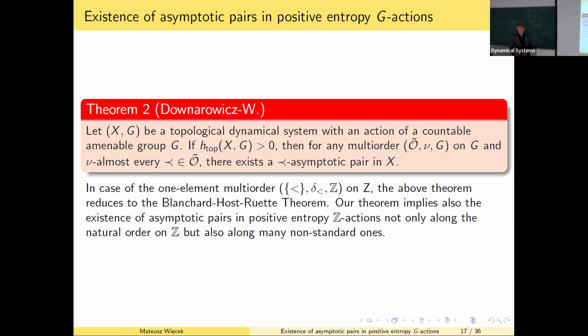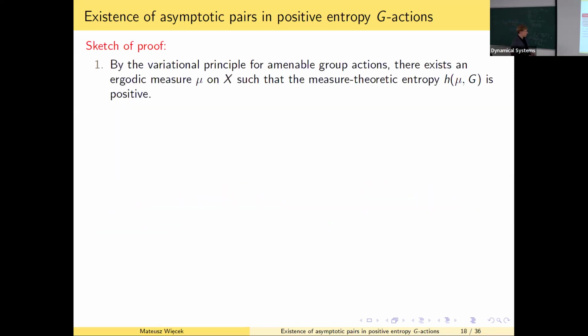And as I maybe mentioned earlier, this theorem actually sheds also some new light on the case of Z actions, because it shows that in positive entropy topological actions, there exist not only asymptotic pairs which are asymptotic with respect to the natural order, but also with respect to many non-standard orders. And I will show an example of such non-standard orders in the second part of this presentation. But let's move to the sketch of the proof of this theorem.